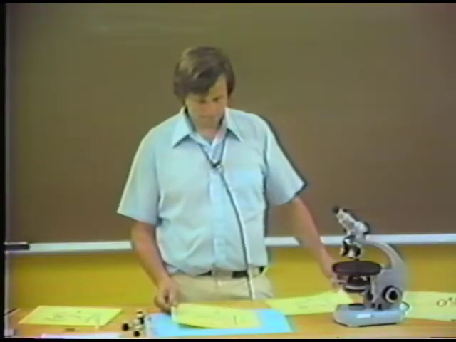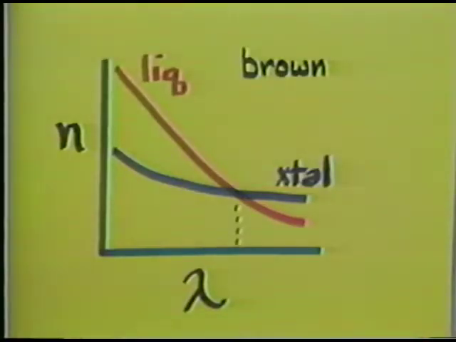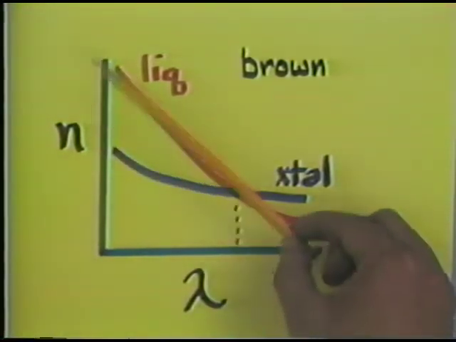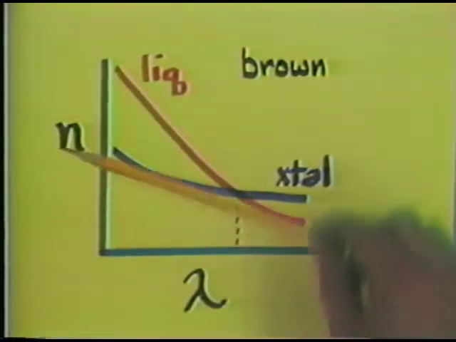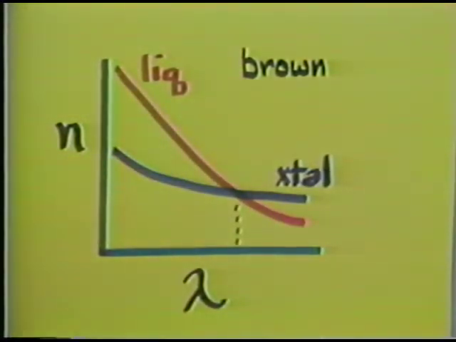Now for the brown color fringes, we have exactly the opposite kind of situation. Again, the yellow light is located here in the middle of the spectrum. The match occurs on the red wavelength side. So we see brown color fringes in this particular case. Highly variable refractive index with wavelength for the liquid, much lower variation for the crystal.